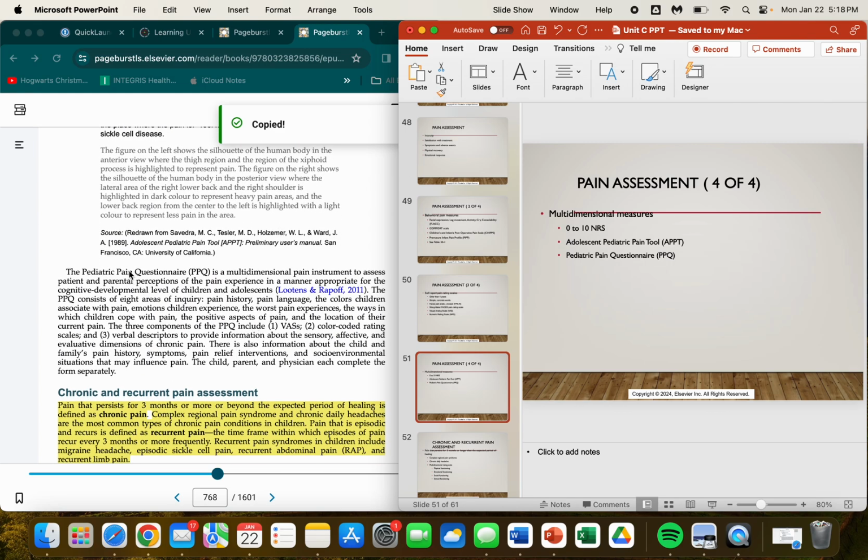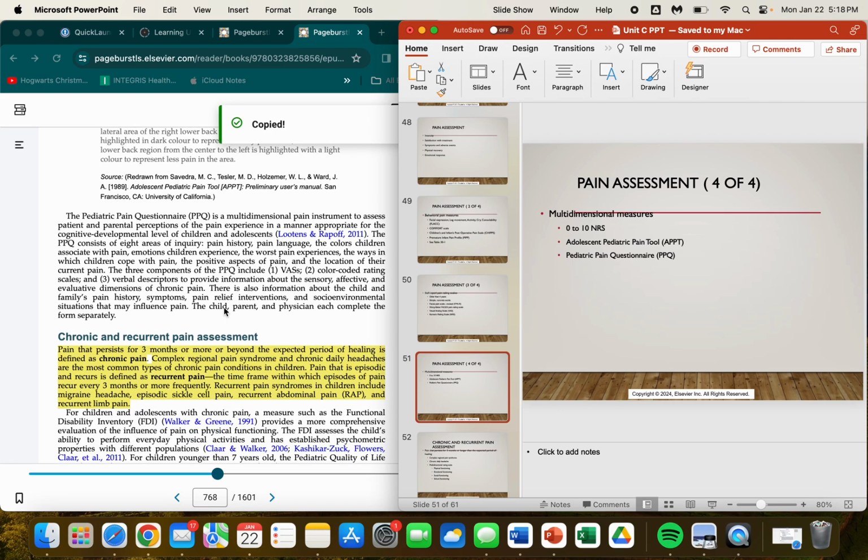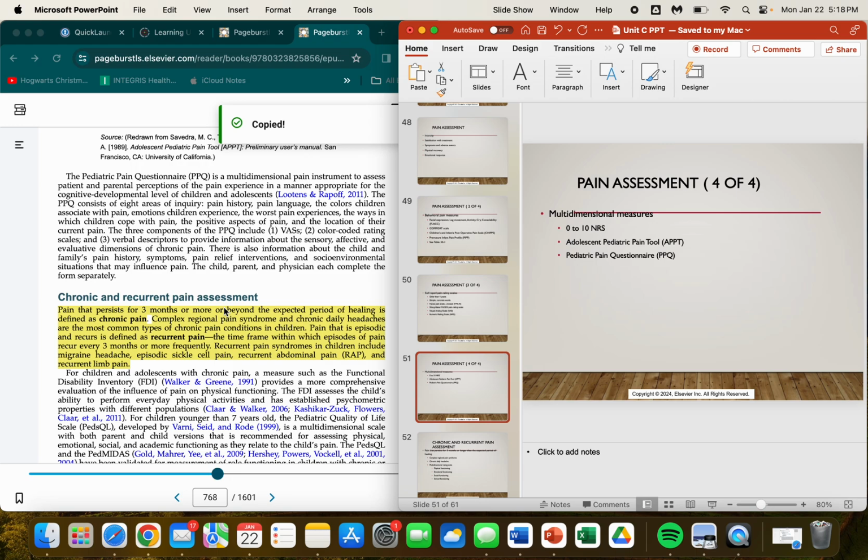So this talks a little bit about the pediatric pain questionnaire, a multidimensional pain instrument to assess the patient and their perception of pain, the pain experience.